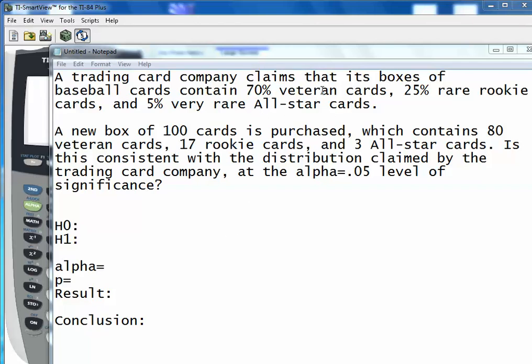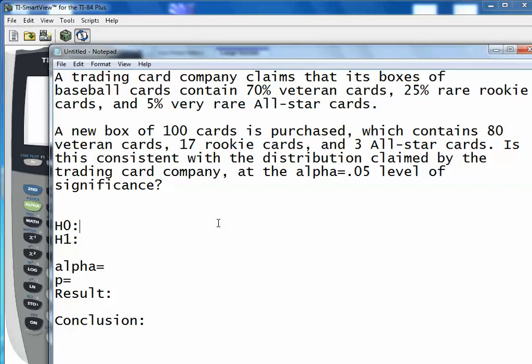We've got a trading card company, and they claim that their boxes of baseball cards contain 70% veteran cards, 25% rookie cards, and 5% all-star cards. So we buy 100 cards in the box, and this is how many of each kind of card we get. Since that does seem a little bit low, I expect more of these. So does that fit with what they say? In other words, like any hypothesis test, is the probability of getting a sample like the one we got unusual enough to suggest that maybe their claim is off?